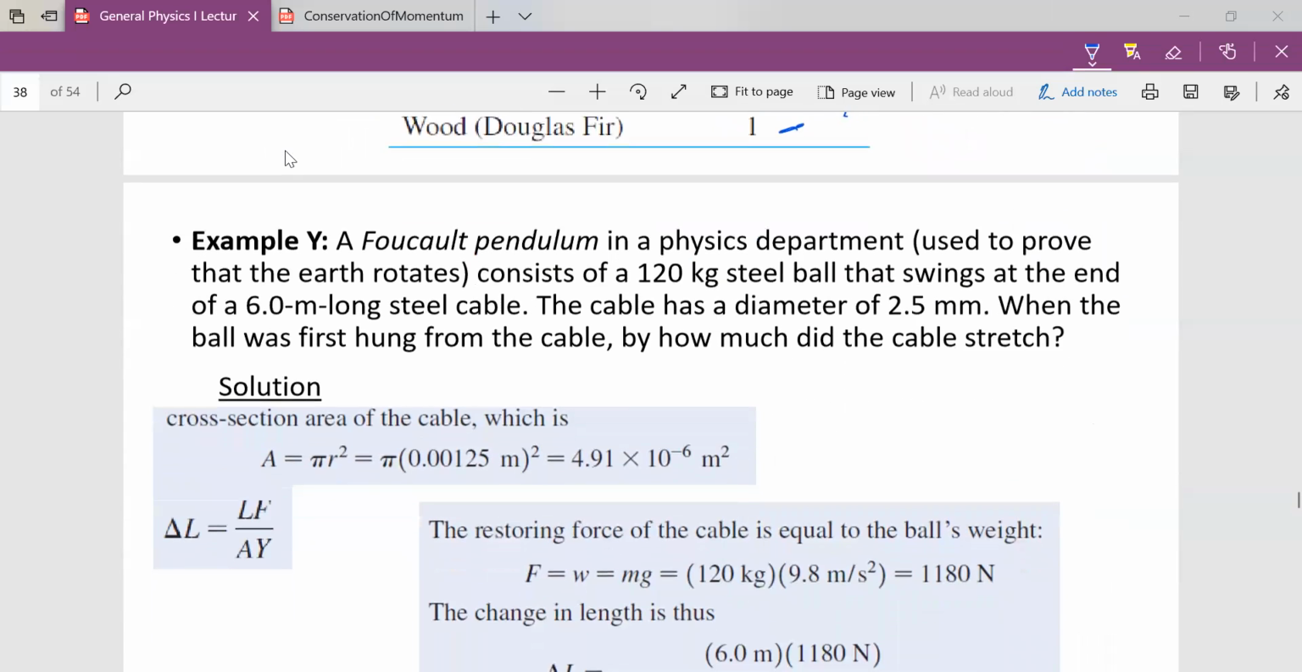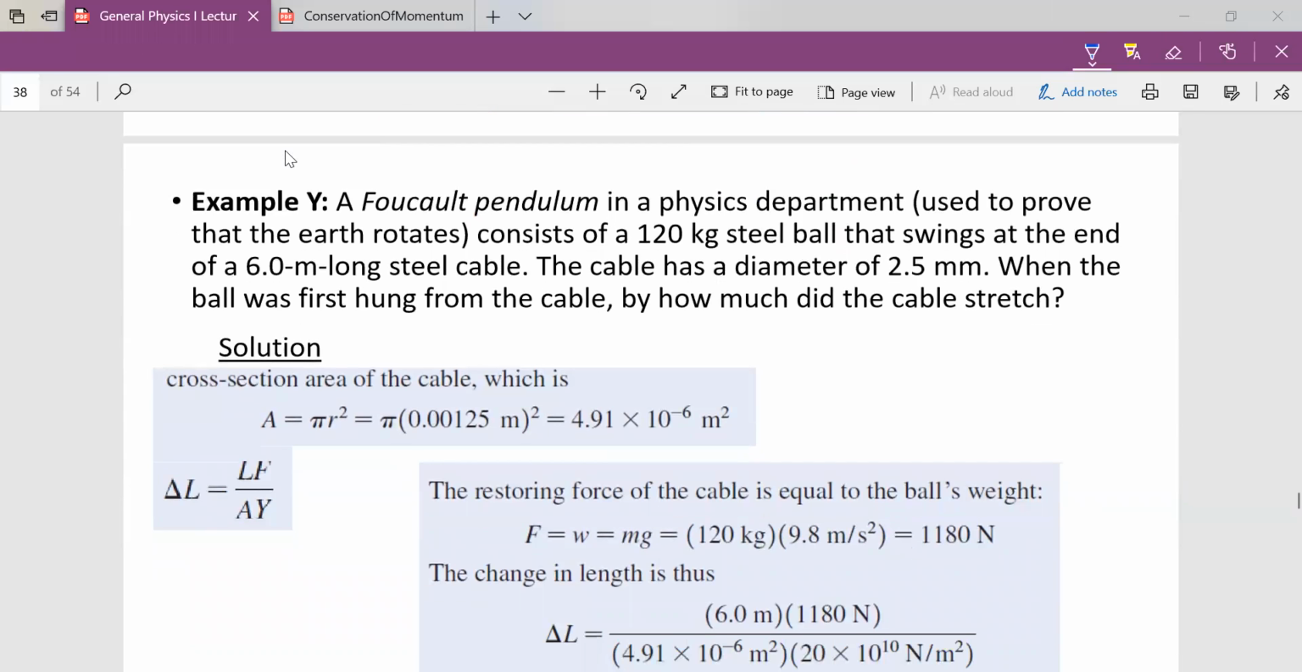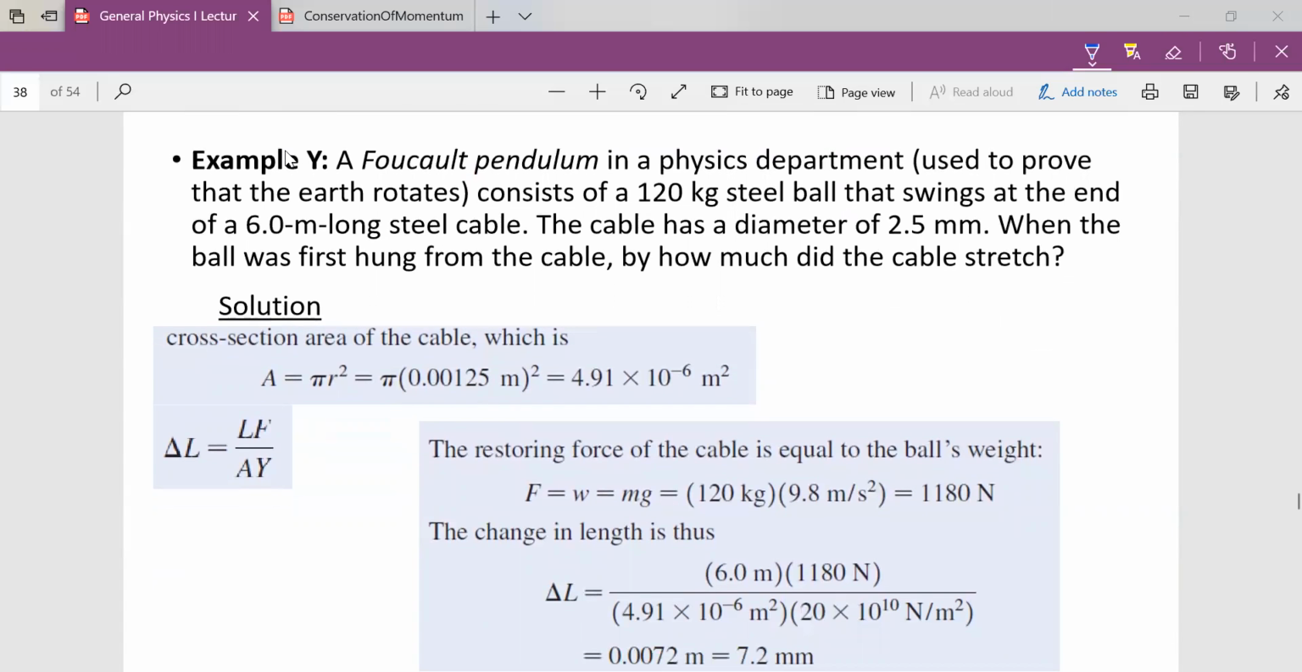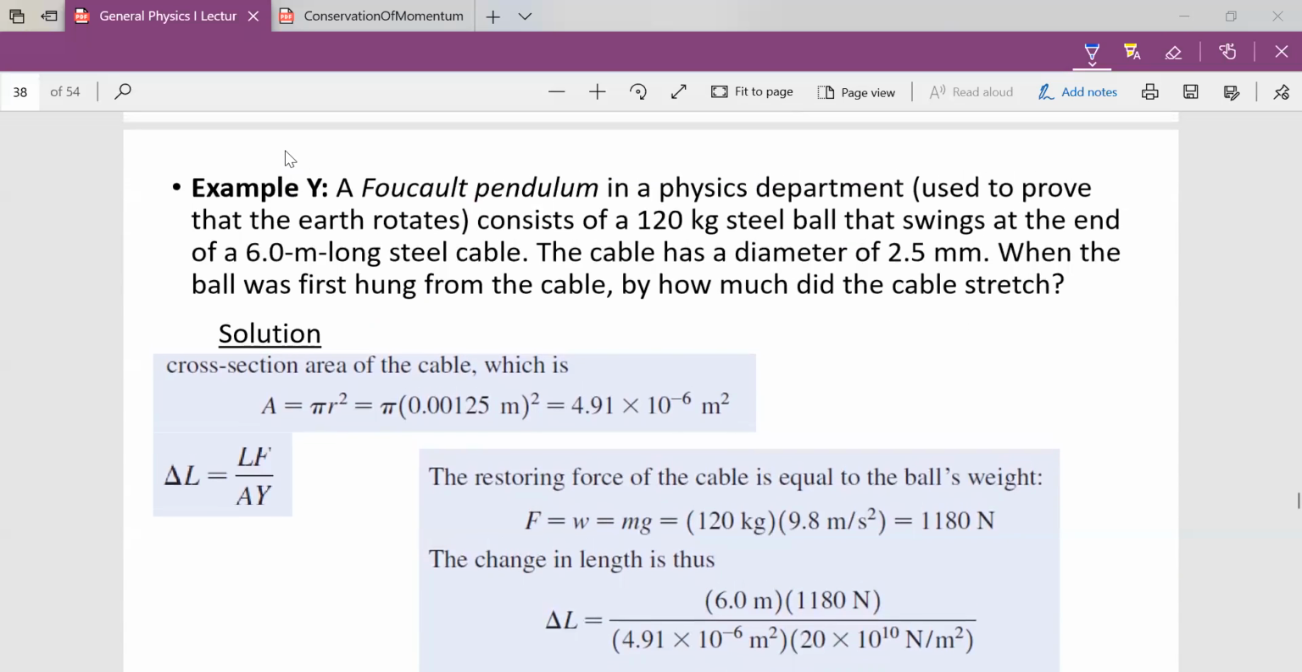So let's take one example, which is about the only example we'll be taking today. A Foucault pendulum in the physics department, used to prove that the Earth rotates, consists of a 120 kilogram steel ball that swings at the end of a 0.6 meter long steel cable. The cable has a diameter of 2.5 millimeters. When the ball was first hung from the cable, the question is, by how much did the cable stretch?